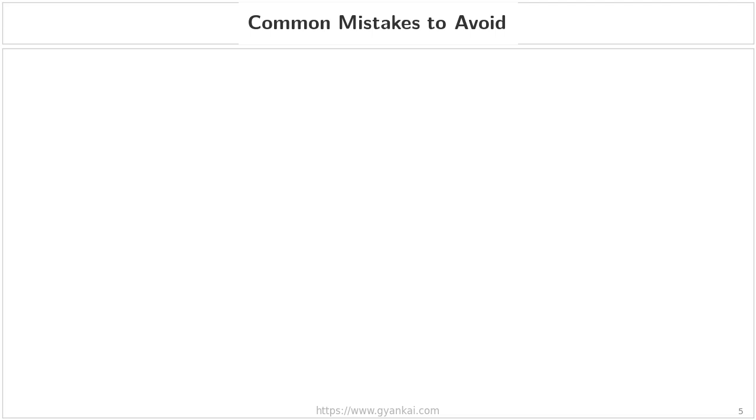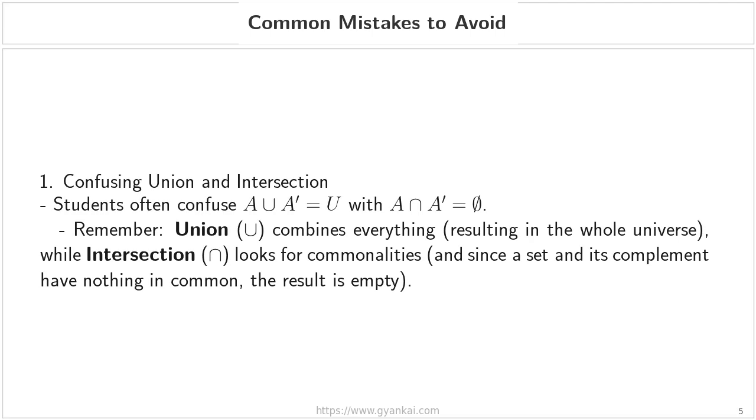Common mistakes to avoid. First, many students find themselves confusing the union and the intersection laws. You might accidentally swap the results, writing that A union A prime equals the empty set, or that A intersection A prime equals the universal set.